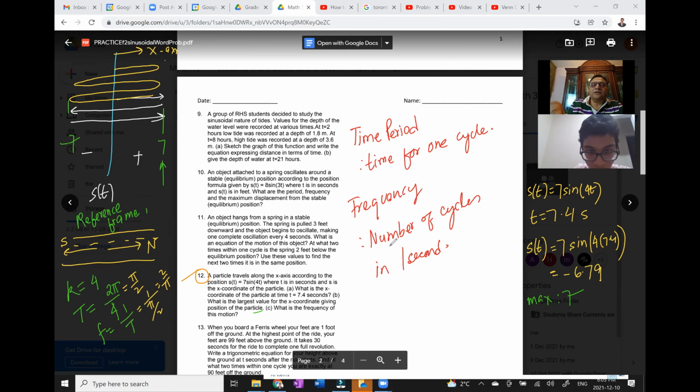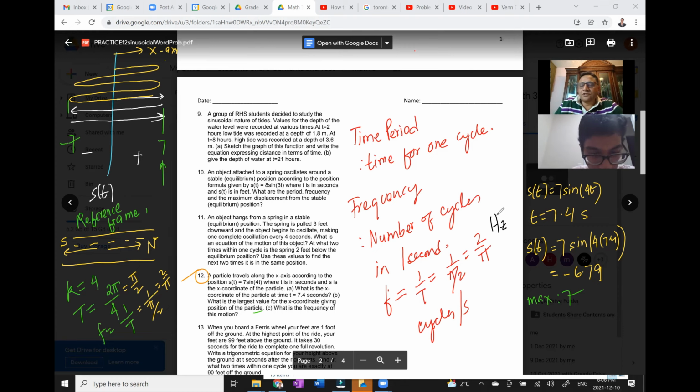So we have the answer here: the frequency f is equal to 1 over time period, which is 1 over pi by 2, which is 2 over pi cycles per second. So the unit will be cycles per second, and we also have a name for this, called hertz, written as Hz. Is that clear to you?